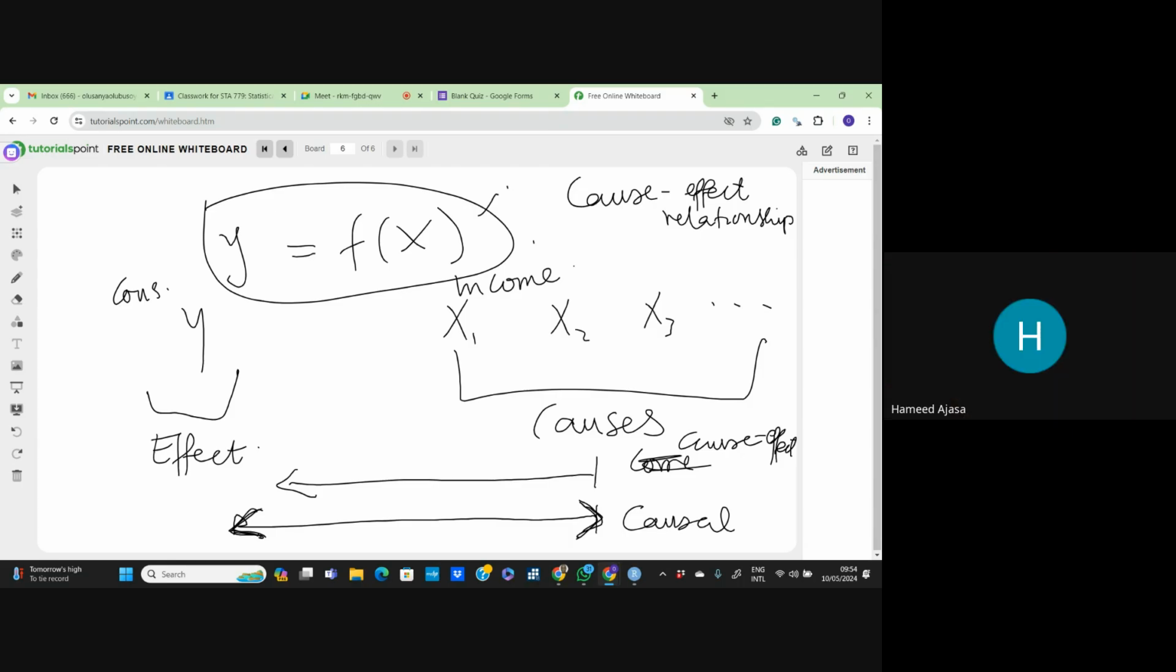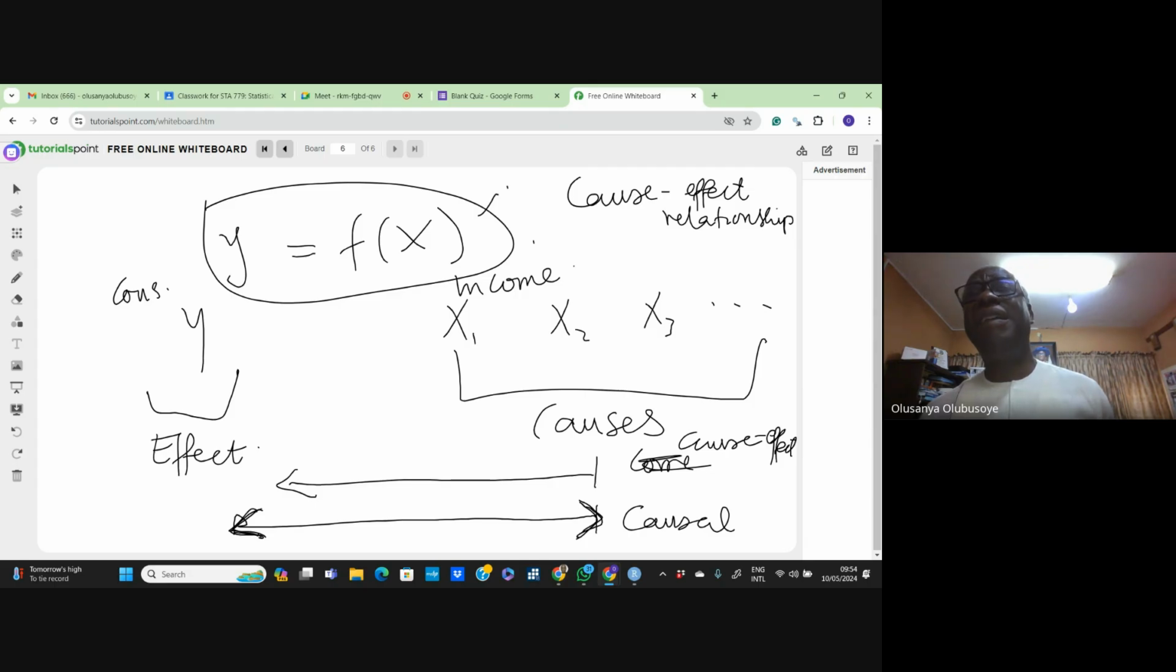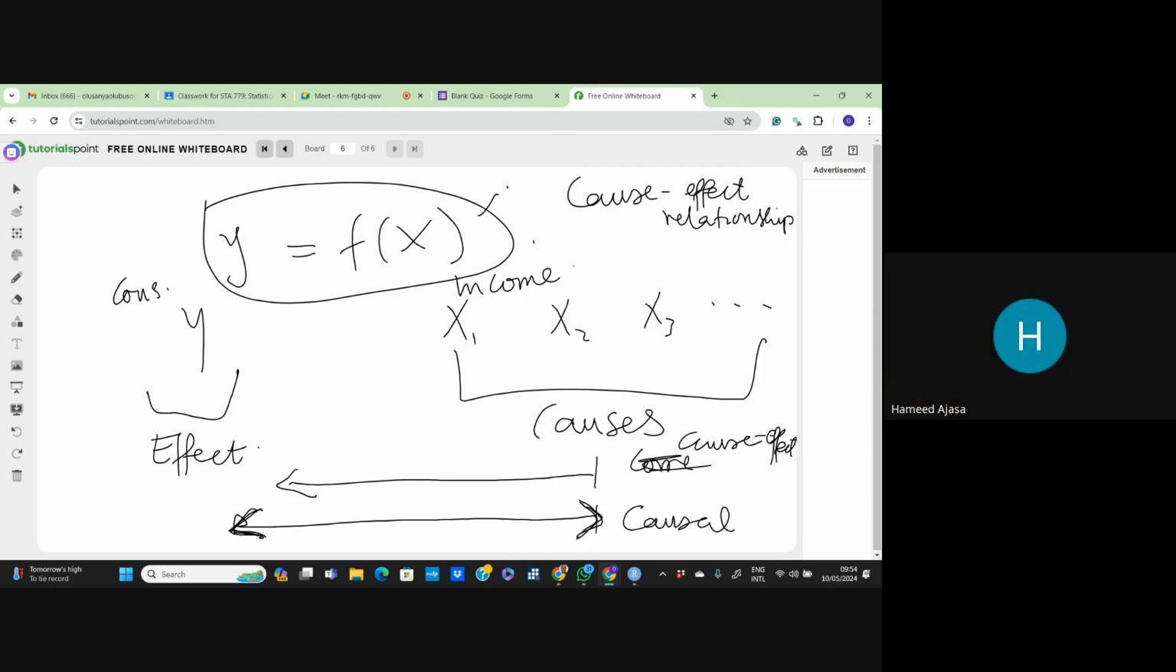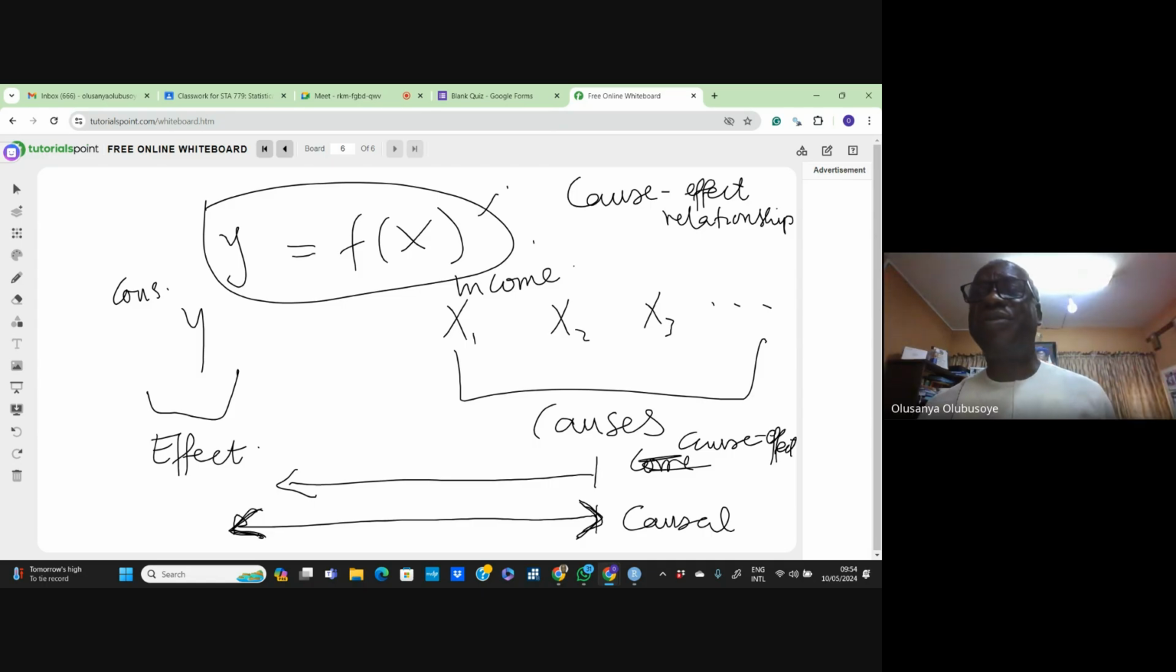Like Granger causality in econometrics? Like Granger causality. You want to draw us into econometrics.